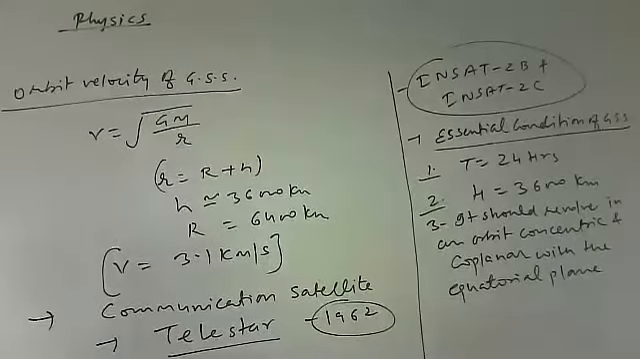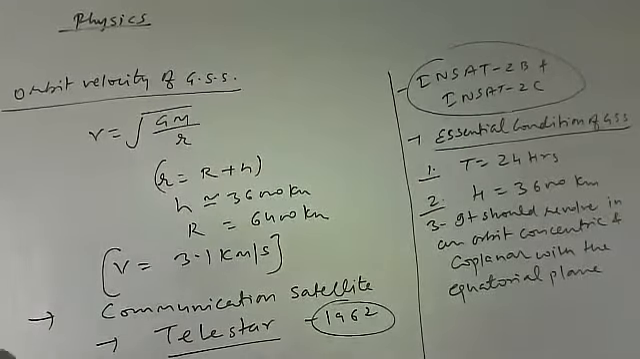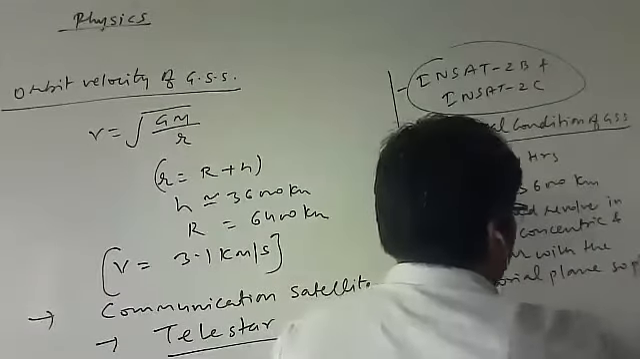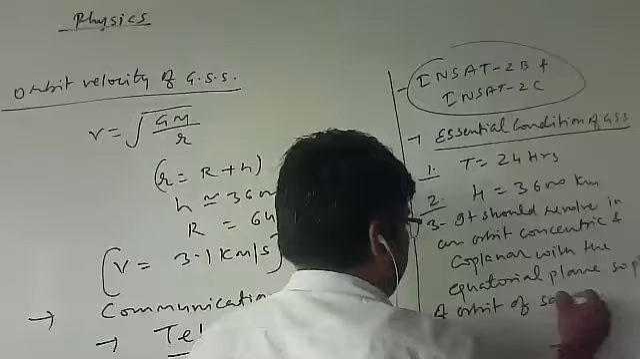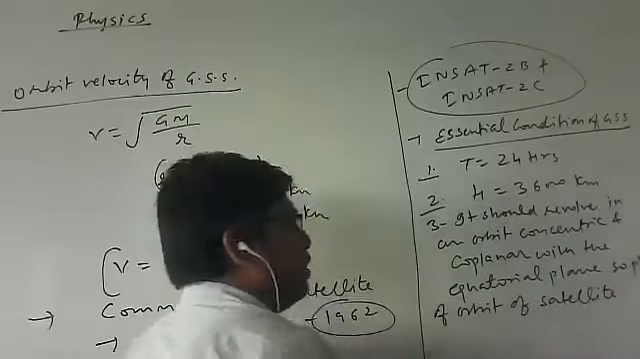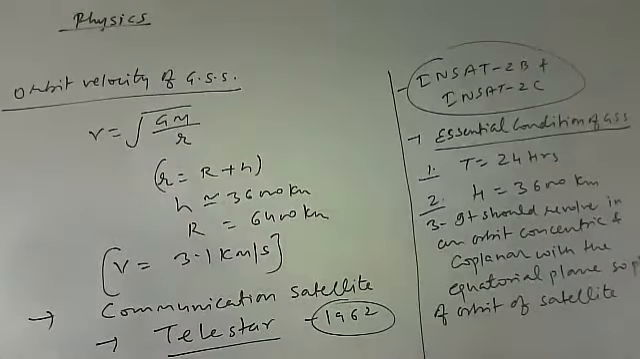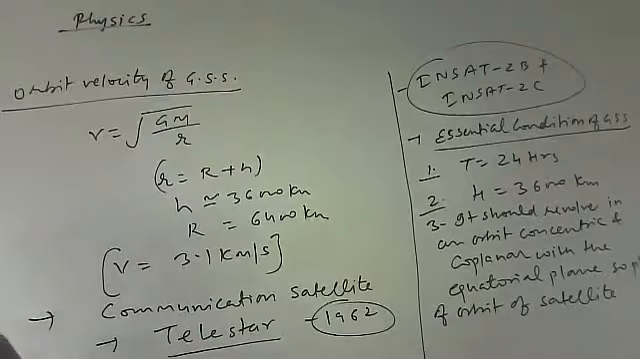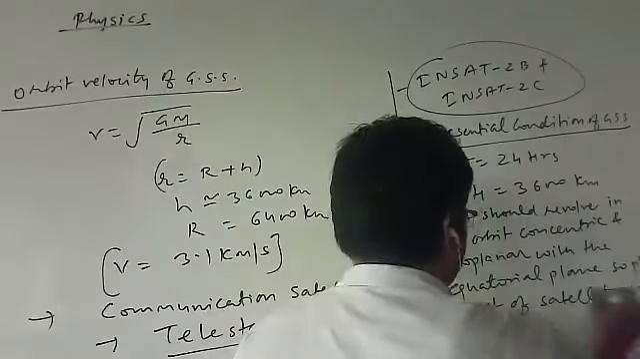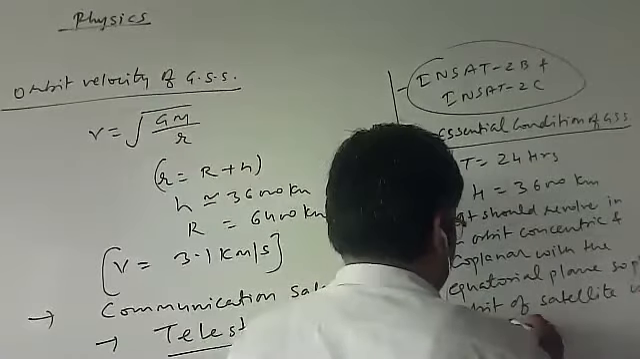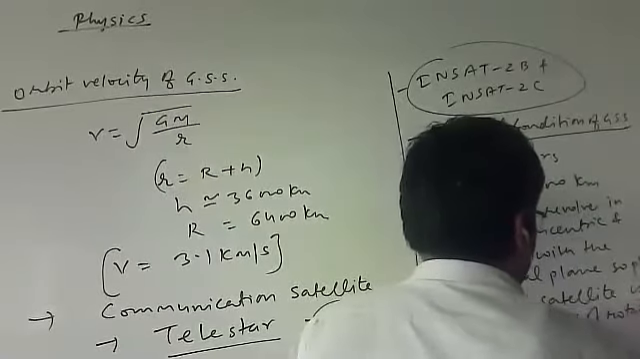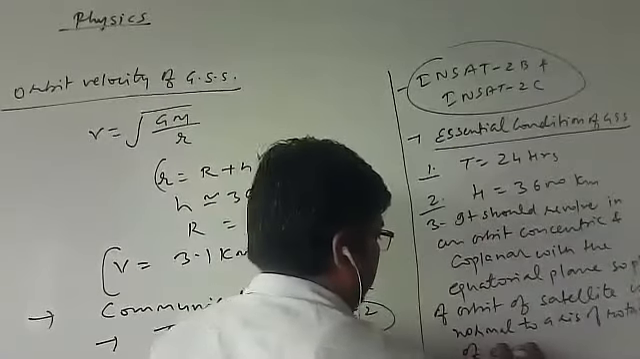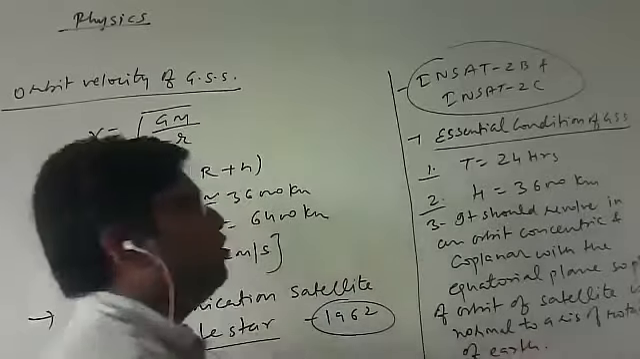So the plane of orbit of the satellite is normal to the axis of rotation of Earth. That is the third requirement for a geostationary satellite.